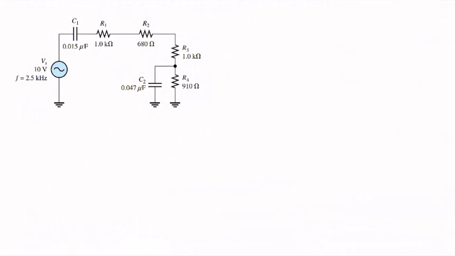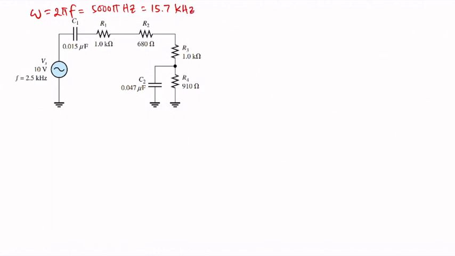Okay, so the first step that we're going to do is to determine the angular frequency. So the angular frequency in this case is 2 pi f, and f is 2.5 kilohertz, so that's 5,000 pi, which is about 15.7 kilo radians per second.